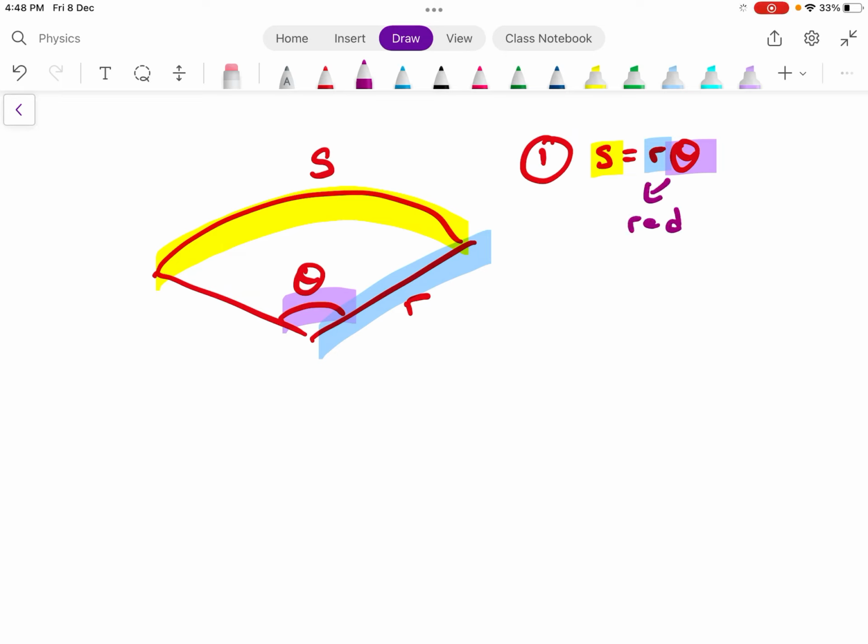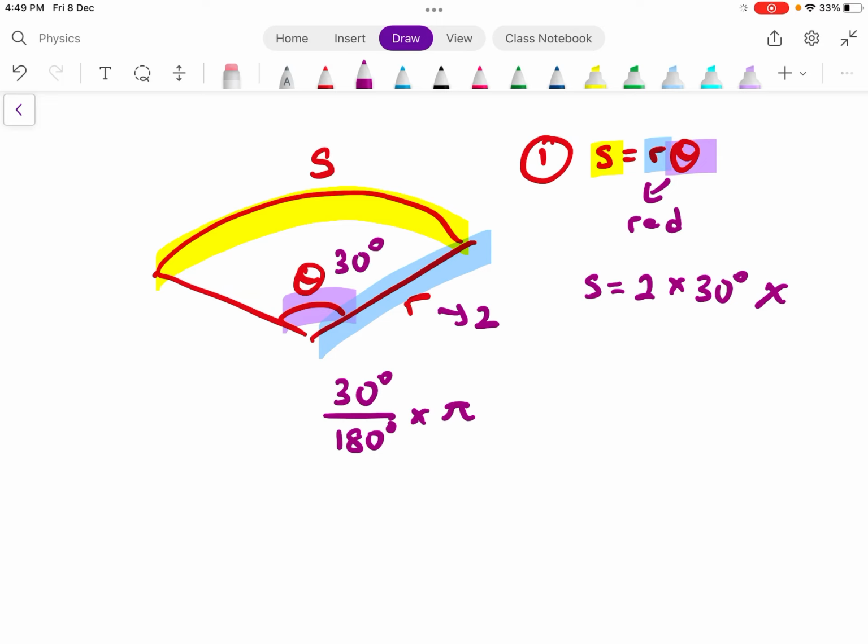Sometimes they might give you, for example, 30 degrees, and maybe the radius to be 2. You might be tempted to write S equal to R theta like that, but this is wrong. What we need to do is first convert the 30 degrees to radian. If you still remember, 30 degrees divided by 180 multiplied by pi. That is how you convert degree to radian. So you will get 1 over 6 pi, which is in terms of radian.